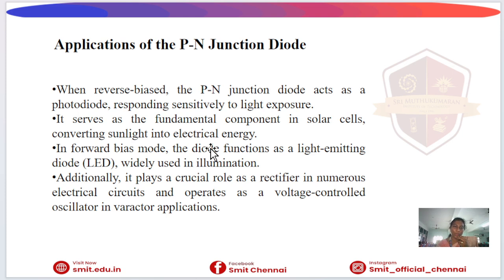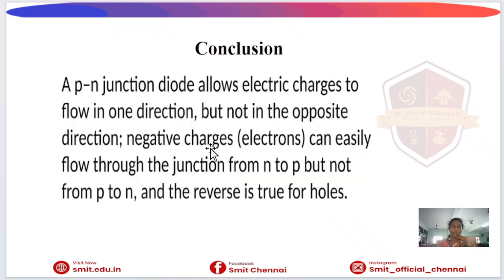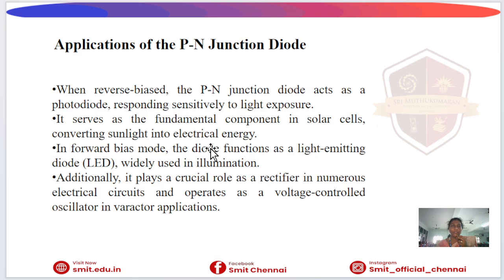It is because of the minority carriers, the electrons in the P region and the holes in the N region. The reverse current is extremely small, typically measured in microamperes. For the breakdown region, if the reverse voltage becomes very high, the diode enters breakdown and the current suddenly increases. There are two types of breakdown, Zener breakdown and avalanche breakdown, which we will discuss in future classes.